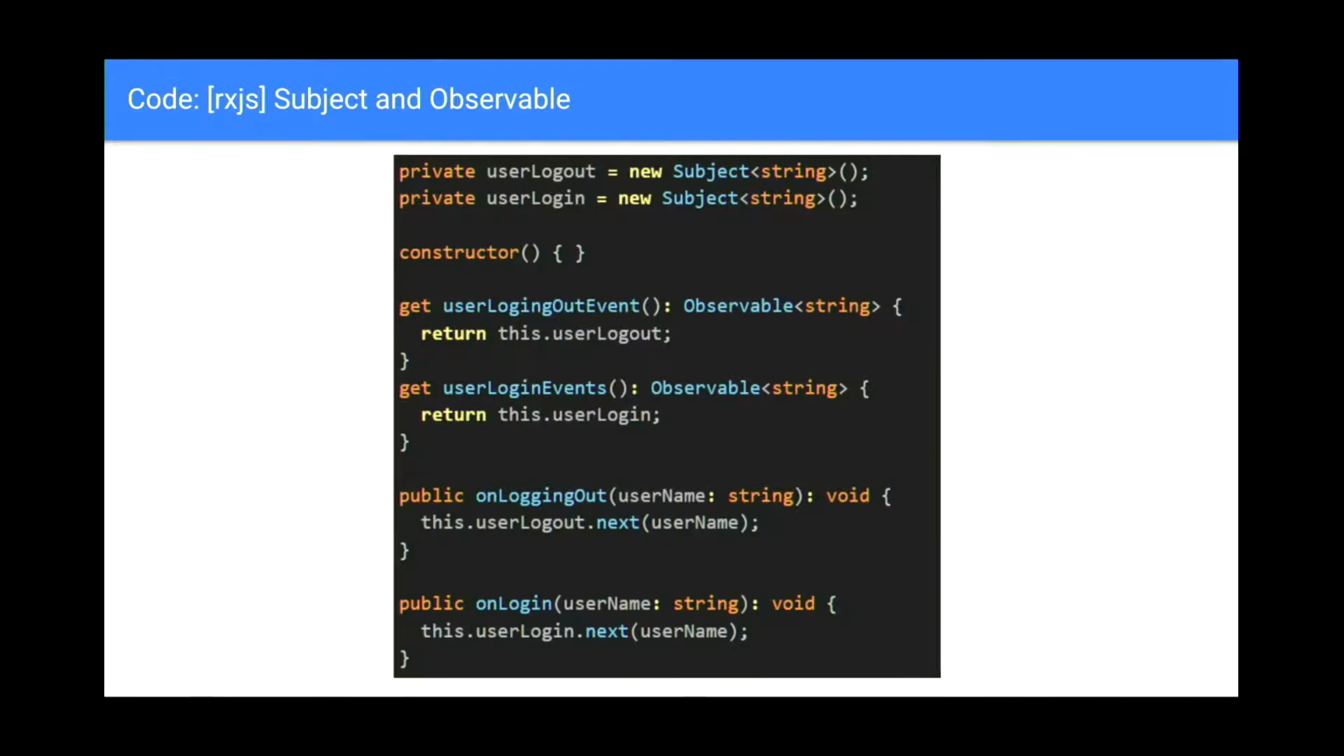There's a concept of a subject and an observable in RxJS, and a subject is simply an observable, but you can also push things into it, so it's a little more versatile in this case. When we want to say, okay, if I have this event that a user logs in, I'm going to add that user to the subject, which means that I can respond to it by subscribing to the observable.